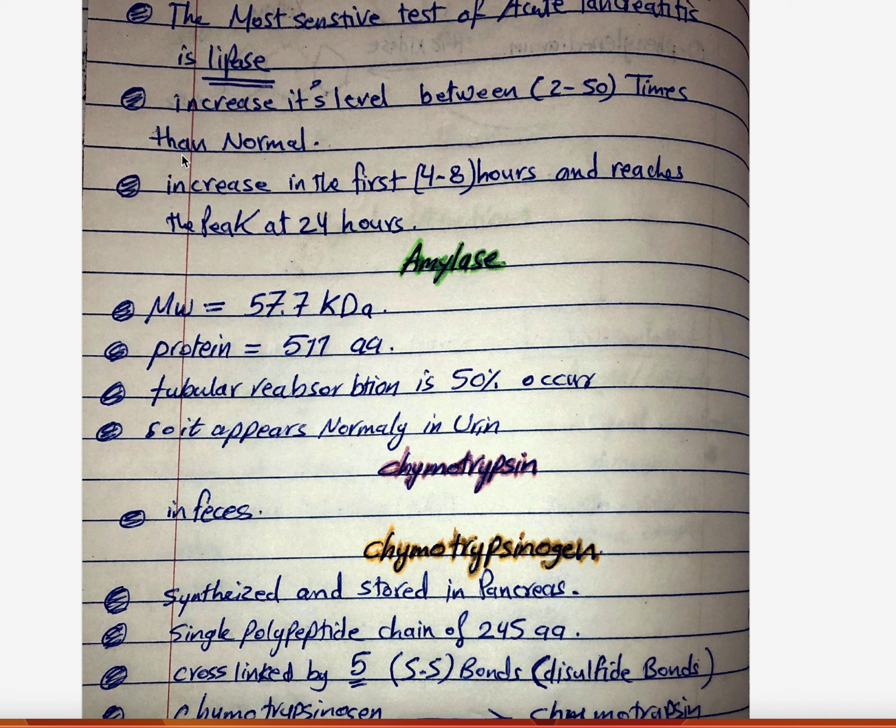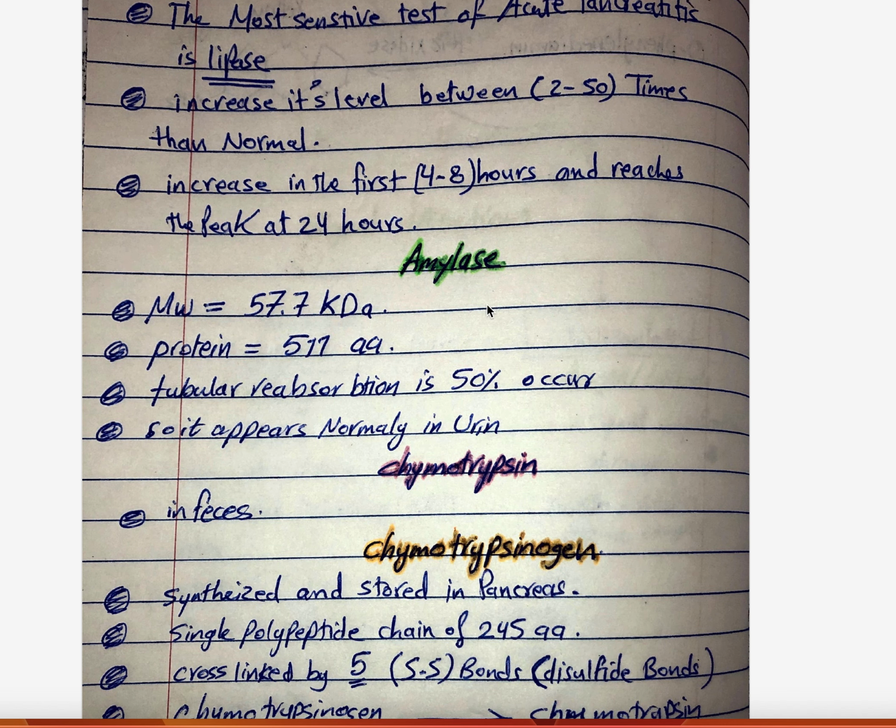So now we talk about the other enzyme, which is known as amylase. If we look at the amylase enzyme, the molecular weight is about 57.7 kilodaltons. It's a protein, composed of 511 amino acids, and 50% tubular reabsorption occurs, so it appears normally in the urine.